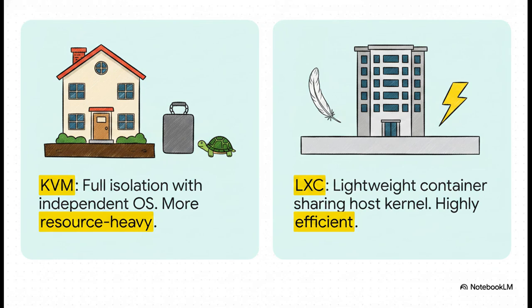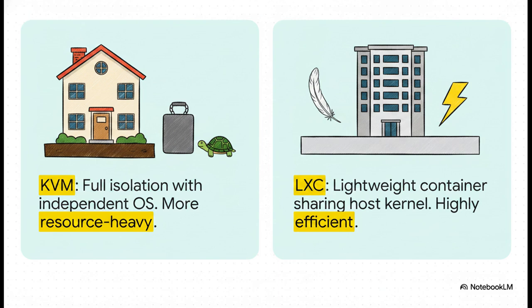Let's look at this comparison a bit more closely. KVM gives you full isolation. You can run Windows, FreeBSD, whatever you want really, because it is completely independent. But because it runs a full OS, it's pretty resource-heavy and much slower to start up. LXC, though, is super lightweight. Because it shares the Linux host kernel, it's highly efficient, starts almost instantly, and uses far fewer resources. The catch? It can only run Linux.